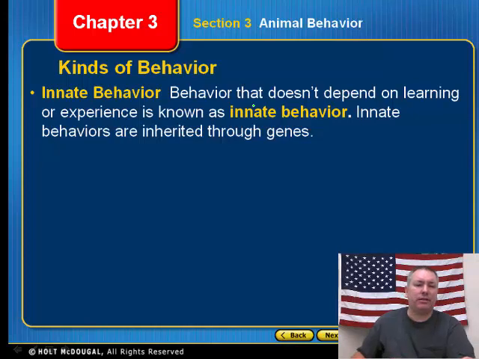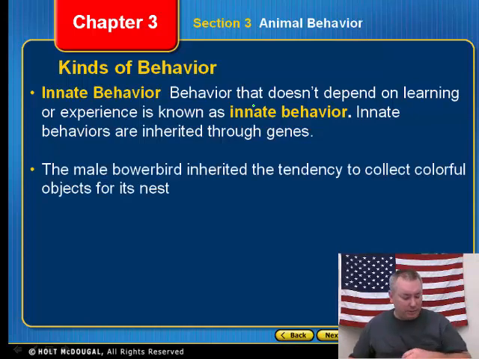One of the examples your book talks about is that bowerbird on the bottom of page 78 right there. It always collects colorful objects for its nest. Now the male bowerbird does. The reason for that is just something that was brought into its genes. It's just something that they typically do. They bring colorful things into their nest. That's an example of innate behavior.